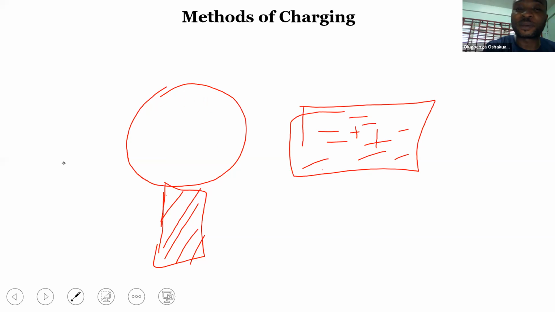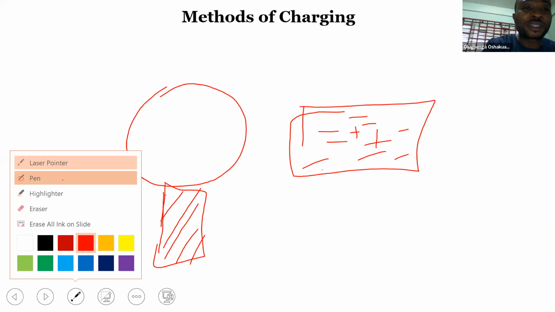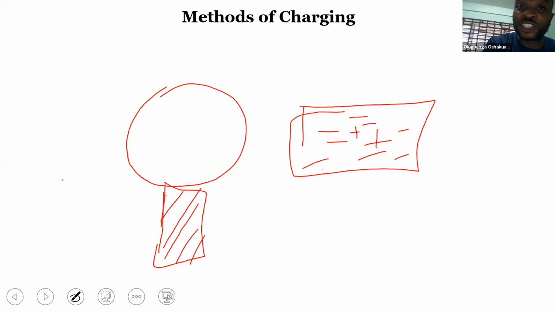what I would expect is that since it is negatively charged, we will have an excess of positive charges at this side of the sphere, while most of the negative charges would run to this side of the sphere. Why? Because negative charges on this neutral sphere, is it still neutral?